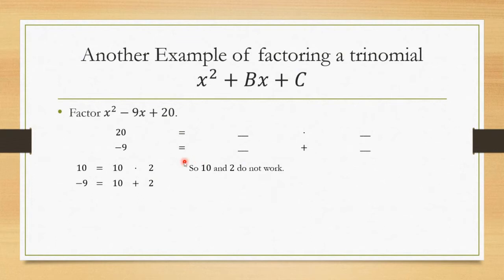Now you might be thinking, what about 10 times 2? That should be a 20, not 10. Let me fix that. So we want 10 and 2, is that going to work? Well, no. The product is definitely 20, but the sum of 10 and 2 is not negative 9. So those are not the two numbers we're going to want to use.